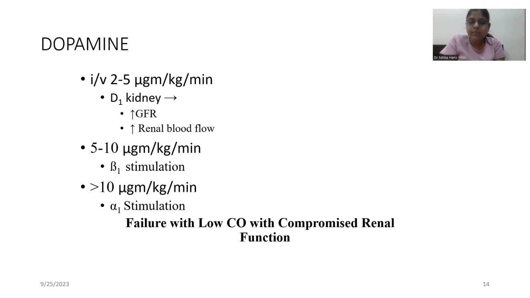D1 receptors are stimulated in the kidney, so that increases the GFR, natriuresis is produced, and renal blood flow is increased. And beta 1 stimulation at 5 to 10 microgram per kg per minute means the beta 1 receptors will be stimulated, so heart rate will be increased. And alpha 1 stimulation can lead to vasoconstriction at a dose greater than 10 microgram per kg per minute. So dopamine is used in failure with low cardiac output with compromised renal function.